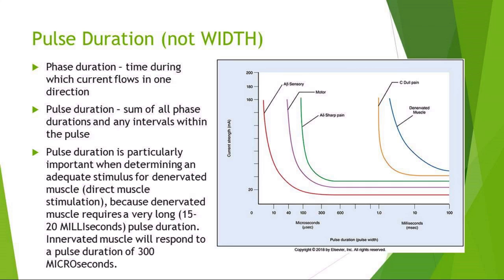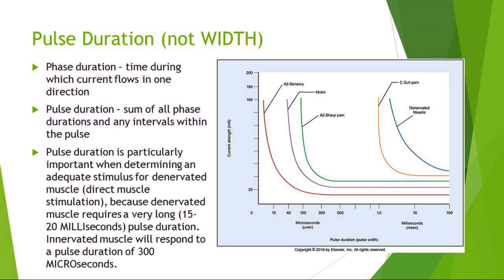So when we look at this chart, this is the strength duration curve, and you can see that along the y-axis we have current strength in milliamps. That's the amplitude. Along the x-axis we have pulse duration in microseconds or milliseconds. So it's amplitude on the y-axis and time that the pulse is on the x-axis.